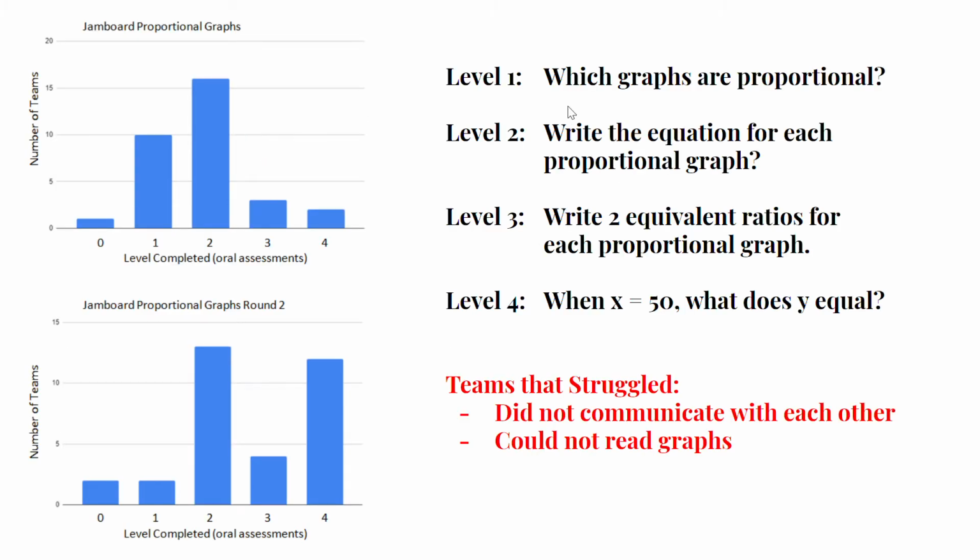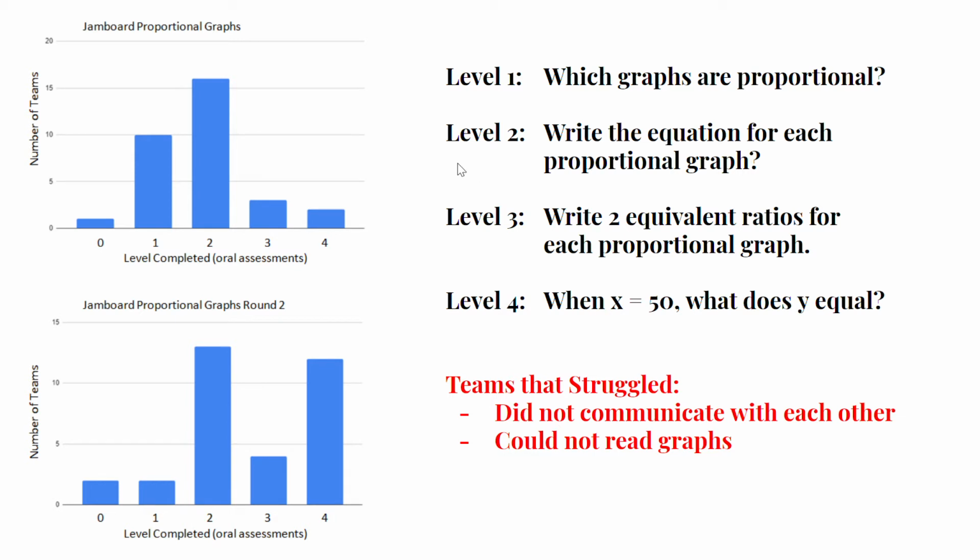So, if you recall from last week and the week before, there were 4 levels of problems. Level 1, which graphs are proportional. Level 2, write the equation for each proportional graph. Level 3, write 2 equivalent ratios for each proportional graph. And level 4, when x equals 50, what does y equal?